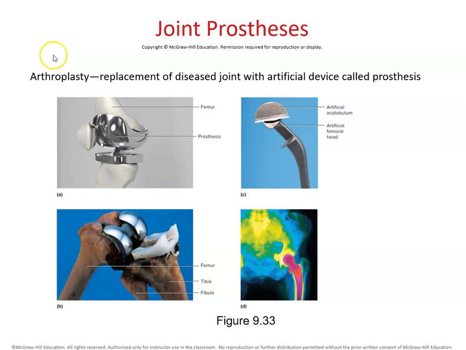And finally, arthroplasty is when we replace a damaged or diseased joint with an artificial device called a prosthesis. You have heard of a prosthesis. We have some examples here. This is what it looks like after the procedure is complete. We can see the joint between the femur and the tibia here. This is a knee replacement. And this would be the head of a femur that's replaced.